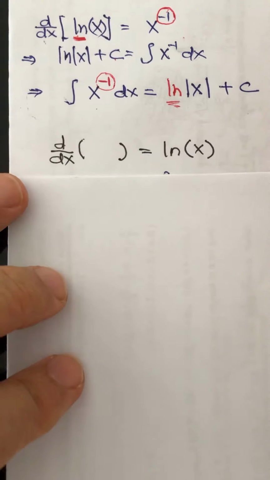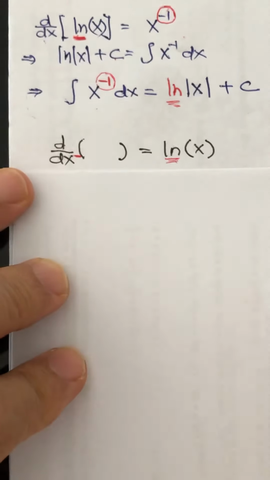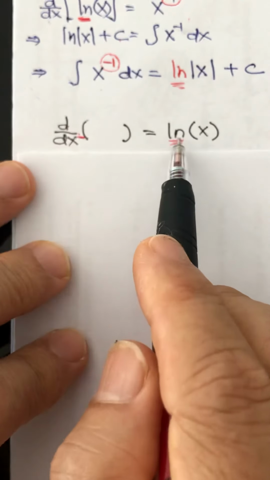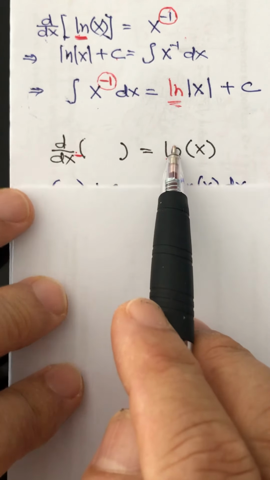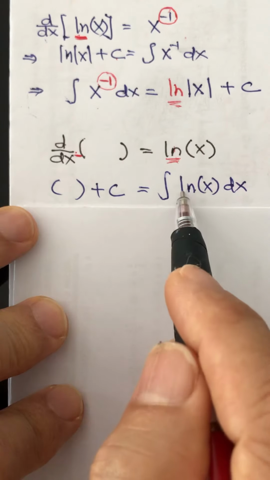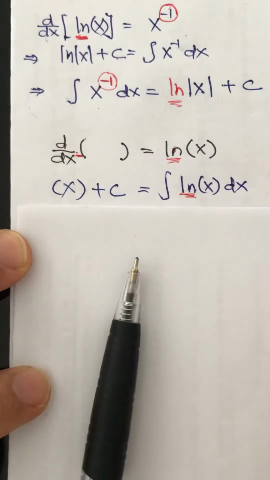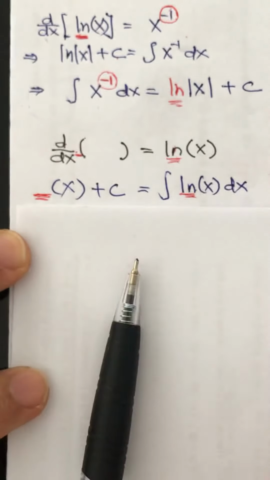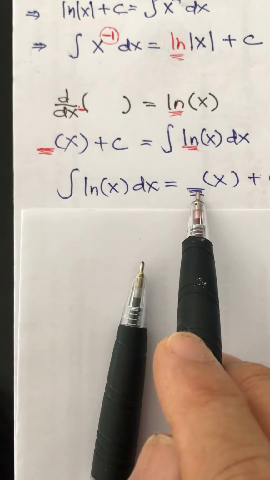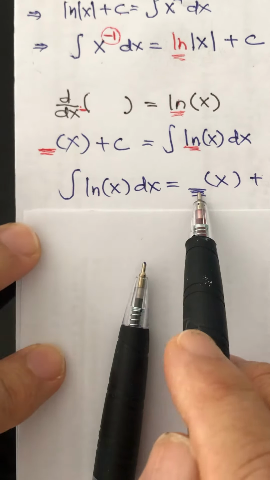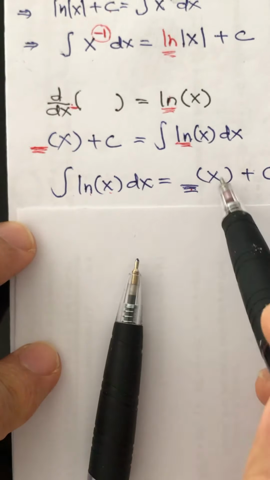But now the problem is, what function do you differentiate to get ln x? You differentiate ln x, you get x^-1. But what must you differentiate to get ln x? That means when you integrate ln x, what function do you get? We don't have it. That's why one student asked me yesterday, sir, how to integrate ln x? Very good. This is what we are going to learn today.